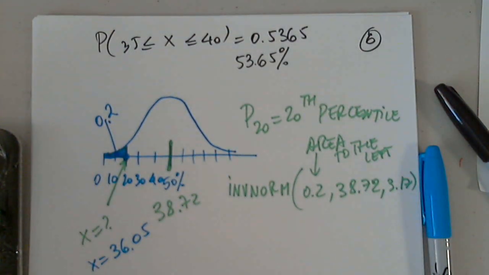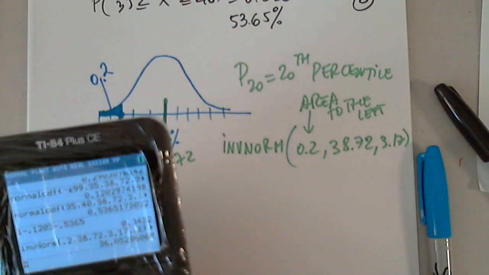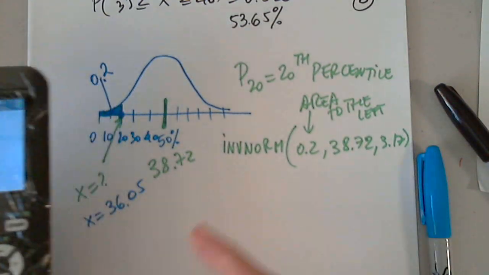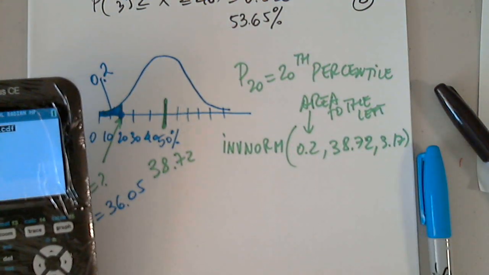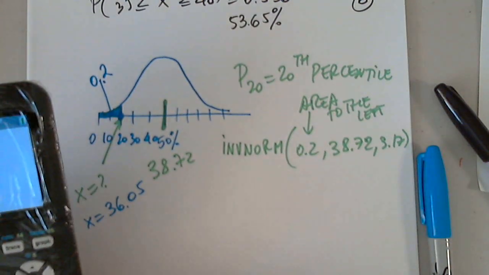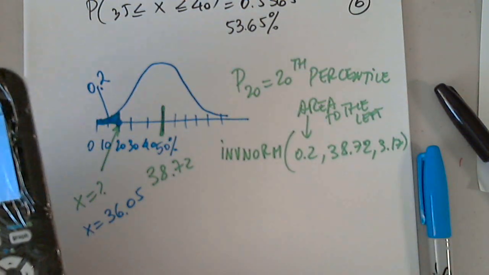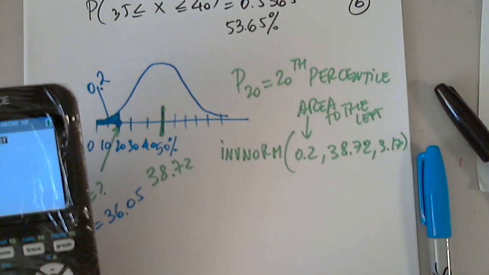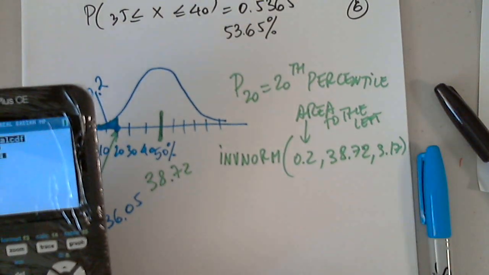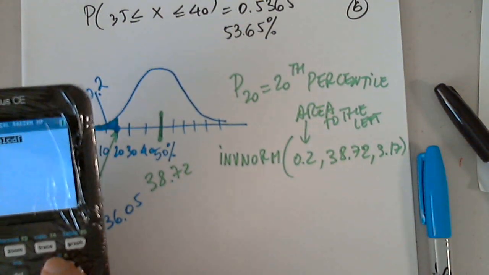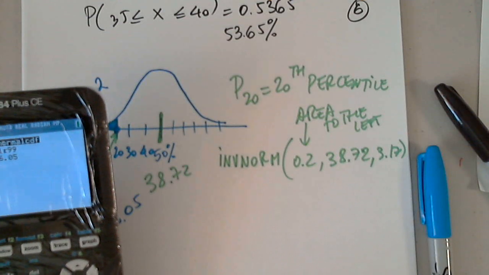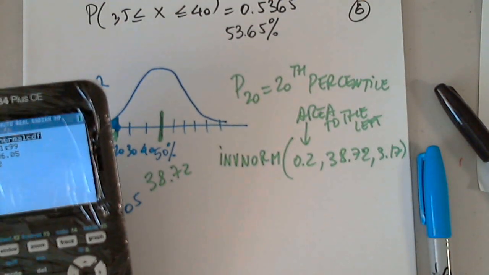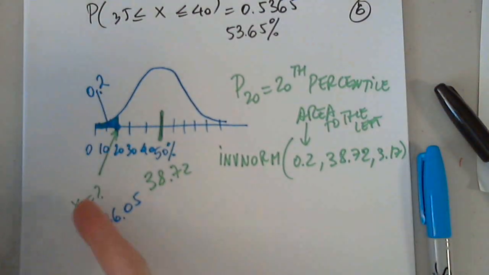Before we look at another problem, we can always go back and check. How do I check? Very simple. I go to stat, distributions, with normal CDF. The leftmost point is negative infinity. The rightmost point, the upper, is 36.05. The mean is 38.72, and the standard deviation 3.17, and we'll calculate, and it has to give me 0.2.